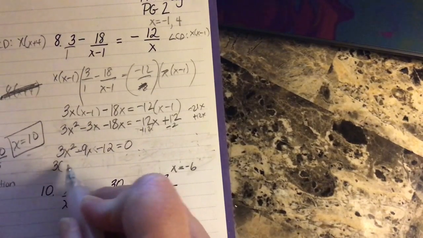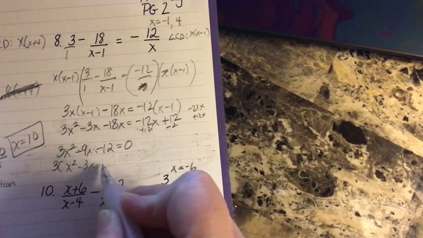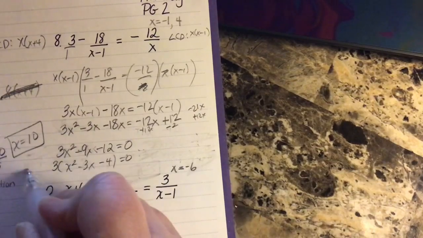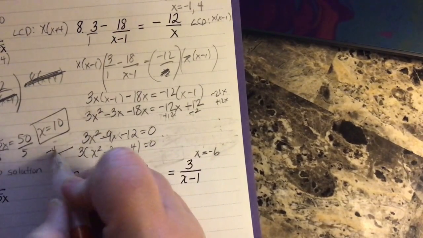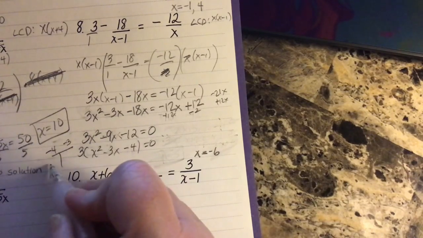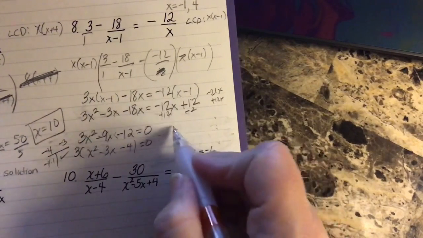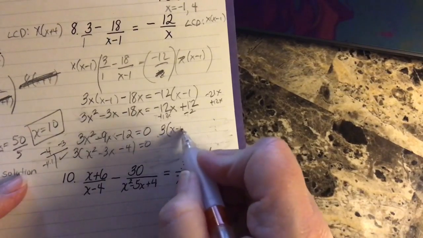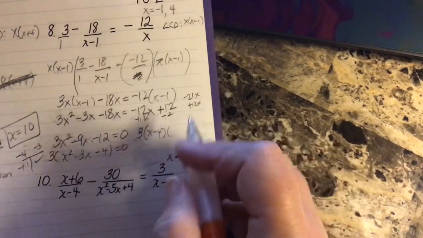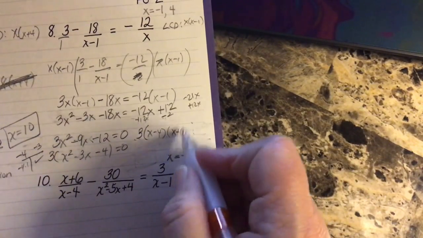Greatest common factor of 3. Factors of a times c that give me a sum of b. That'd be negative 4, positive 1. So 3 times the quantity x minus 4 times the quantity x plus 1.